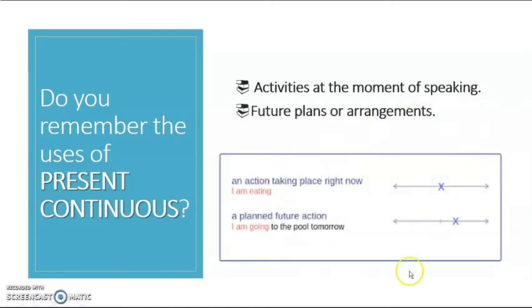Here you have an illustration. The first timeline refers to an action taking place right now, so we have a cross right here. And for a planned future action, the timeline shows a cross in the near future.